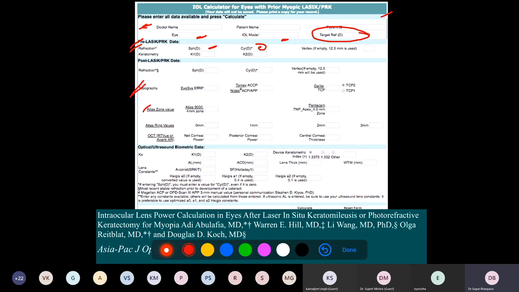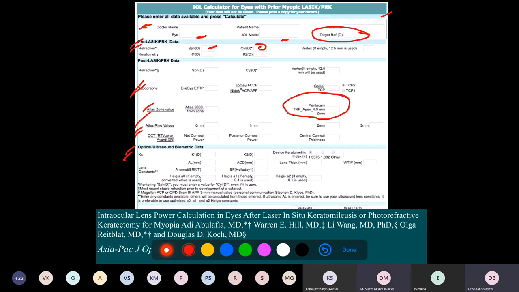This is the point that you will be calculating, the topography point, which can be done on Atlas or Tommy or any other available machine that you have. We do it on Pentacam. I'll show you how to do it. And once you have inputted this value, this is the normal ultrasound or optical biometric data. So this data you will enter the way you have got it from your biometry machine. So you don't have to really interfere with anything.